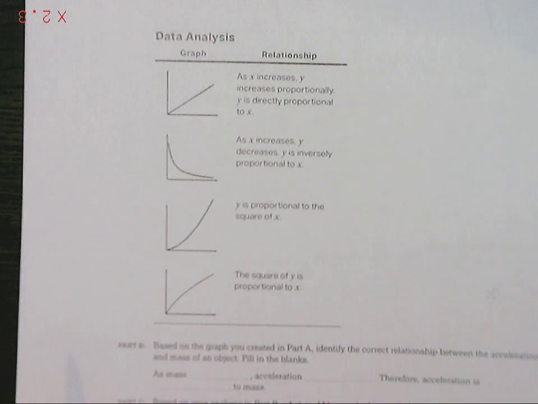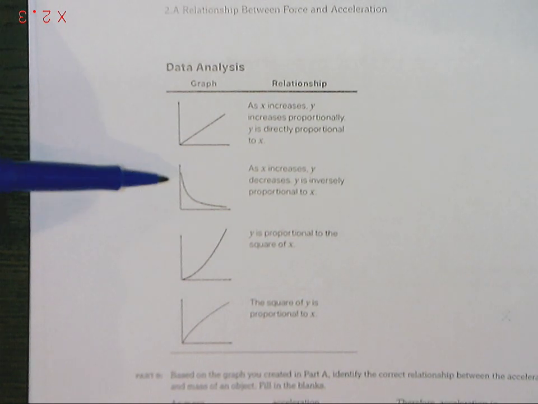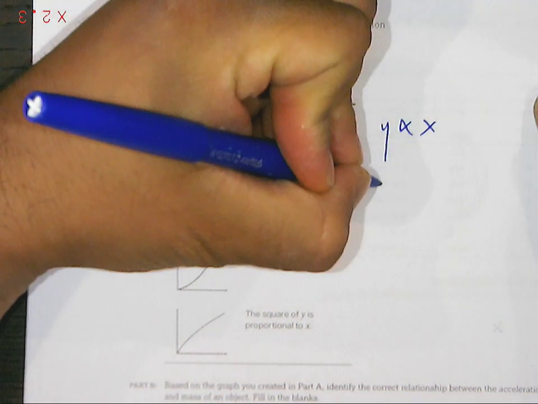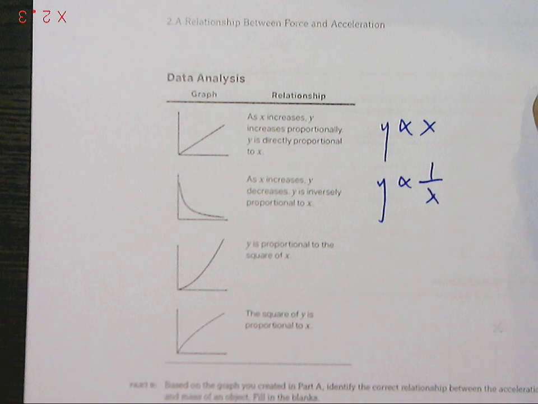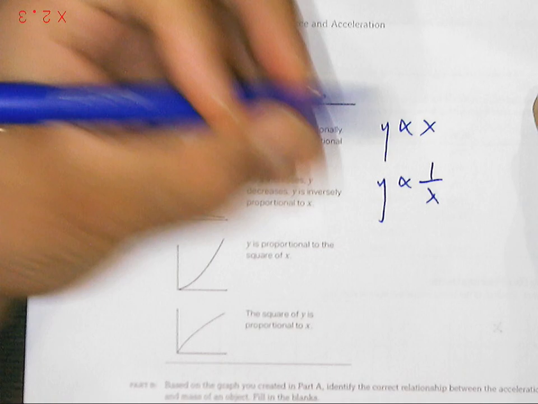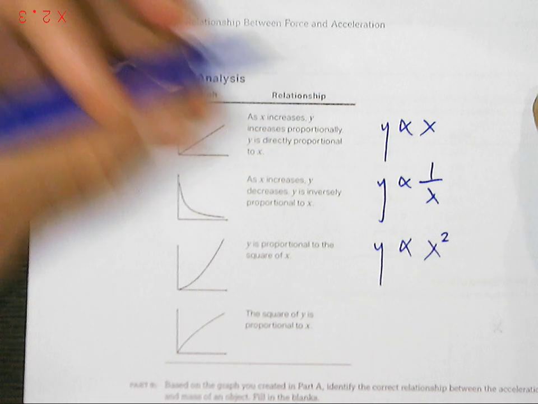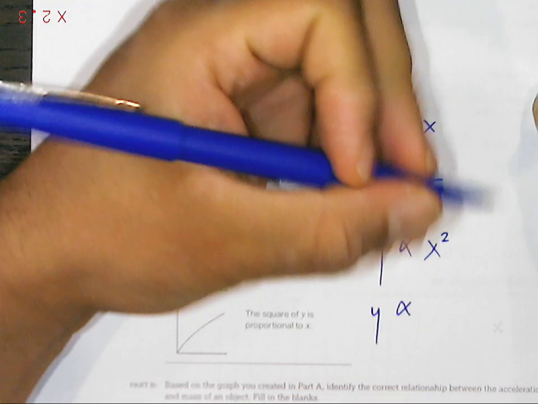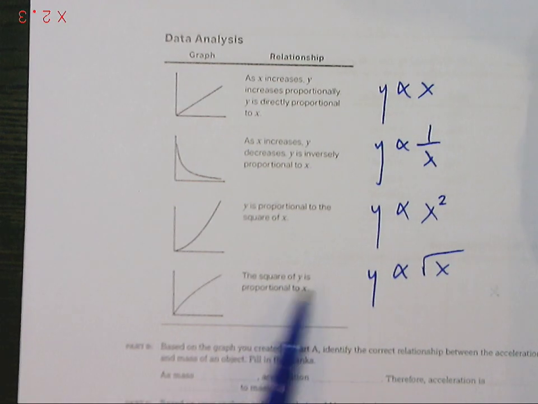If we're looking at these, I'm going to choose some relationships, and this is a key point. The 4 main types of relationships. In this case, y is proportional to x. Y is proportional to 1 over x. Y is proportional to x squared. And y is proportional to the square root of x. Or conversely stated, the square of y is proportional to x.